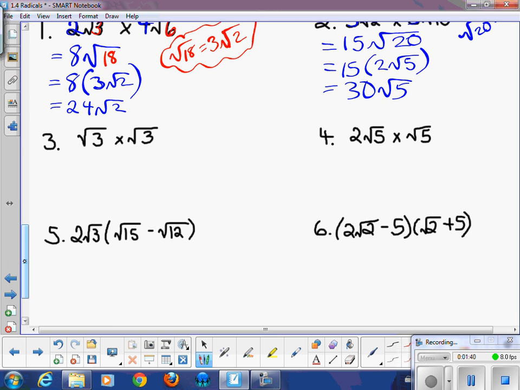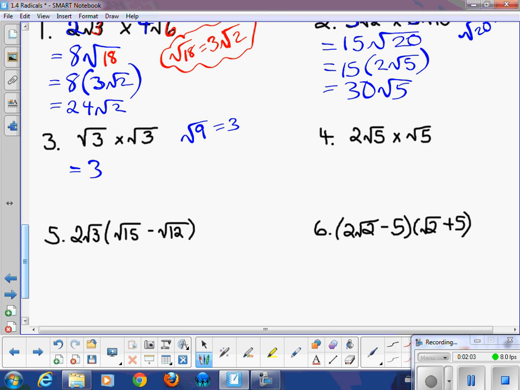Now, number 3 and number 4 are similar in the sense that the roots in both cases are the same roots together. So root 3 times root 3. Well, root 3 times root 3 is actually the number 3. The reason being, if I do root 3 times root 3, I'm going to get root 9, which is 3. And it always will turn out that way.